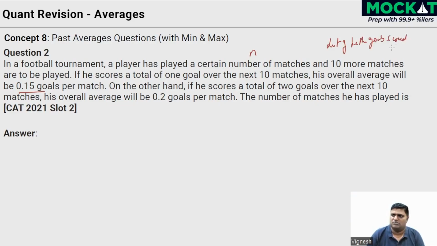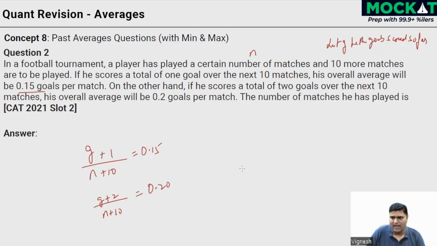Let G be the goals scored so far. I mean, you don't need to be writing all of this, it should be in the mind. So if G goals have been scored so far and N matches have been played, if 10 more matches are going to be played and one more goal is going to be scored, the overall average is becoming 0.15. Now, on the other hand, if he scores a total of 2 goals over the next 10 matches, right? N plus 10 again, but G becomes G plus 2. Then what's going to happen is it's going to become 0.20 goals per match. That's becoming the average over here.